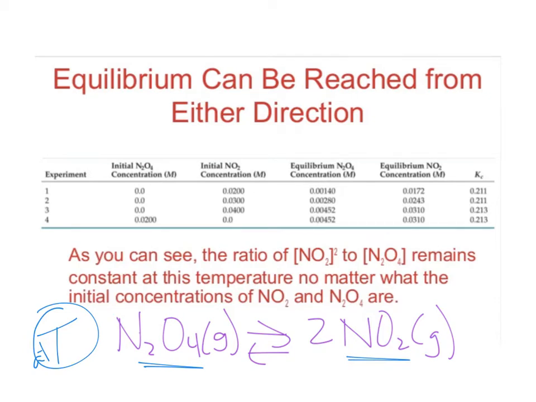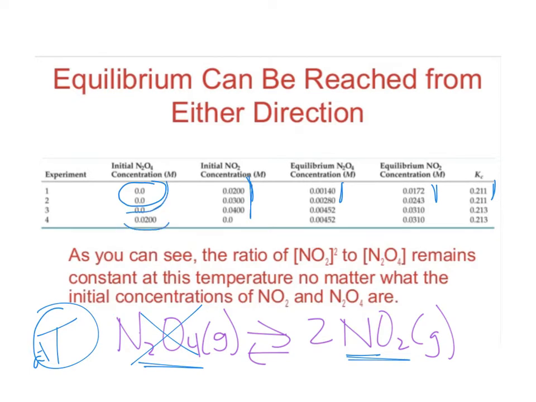And here is data that supports that. In the first 2 experiments, we start with no N2O4. So we have none of this. We only have the NO2. But at equilibrium, we have a concentration of both. And the equilibrium constant is 0.211. In the third experiment, what happened? Oh, actually, that was the same. In the first 3, we had none.